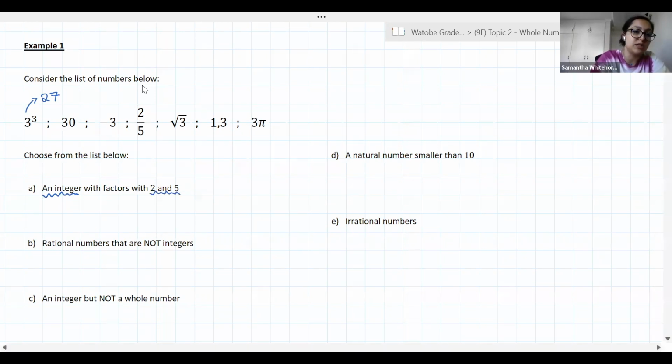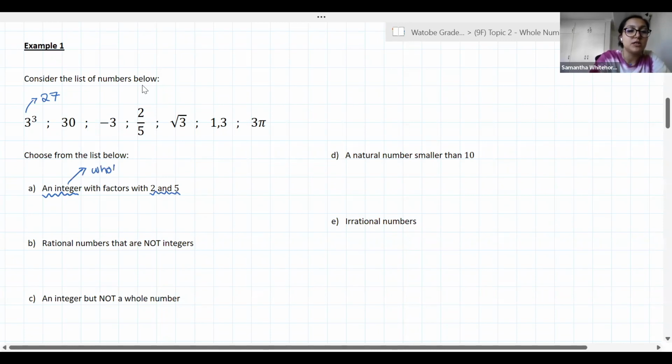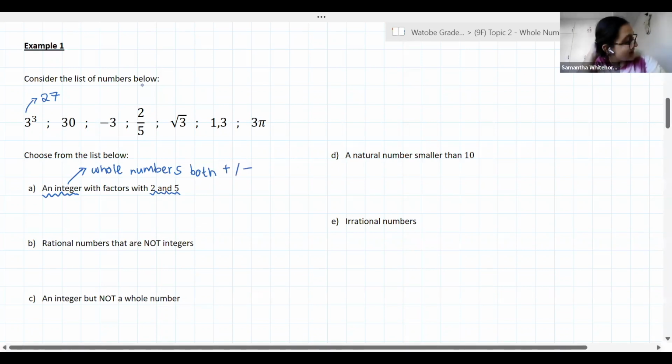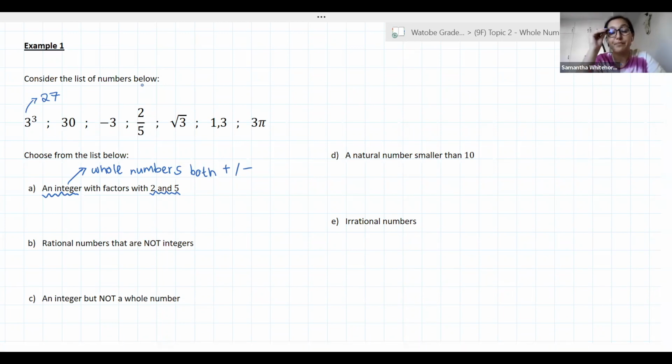Now let's break down what this means. Remember, an integer are all your whole numbers, which isn't the best description, but essentially whole numbers, both positive and negative. So all the way from positive infinity to negative infinity, no decimals, no fractions, just the whole numbers. That's an integer. So we're looking for an integer, a whole number essentially, that can be positive or negative, that has factors of 2 and 5.